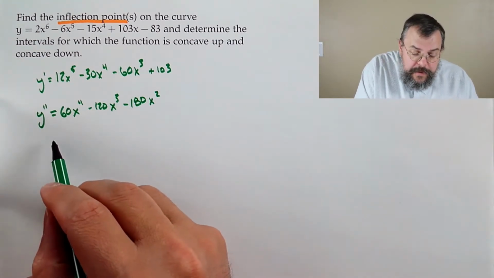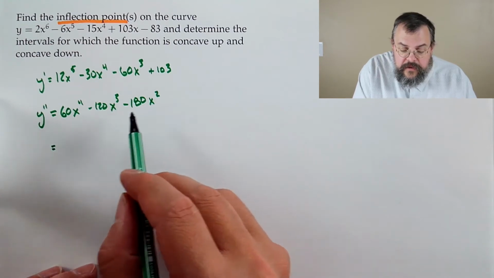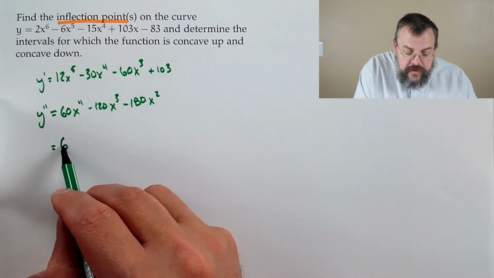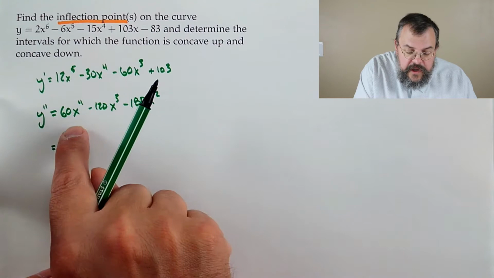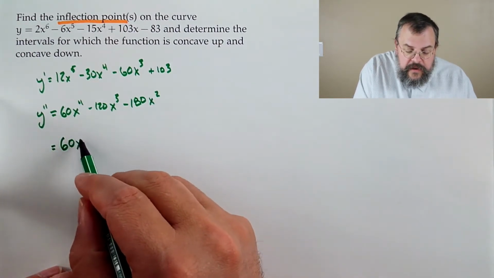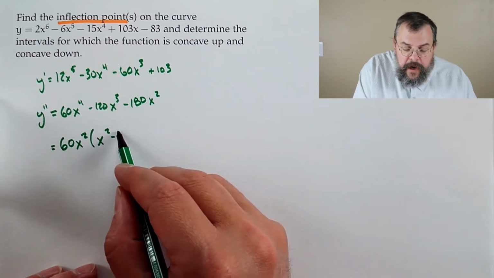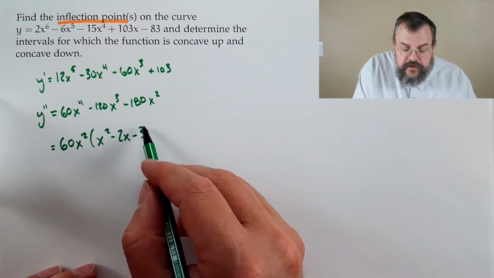Well, for that, it'll be useful for us to factor. So let's see. Everything is divisible by 60. So let's pull that out. And then everything has at least an x squared. So we'll pull that out as well. So 60x squared times x squared minus 2x minus 3.